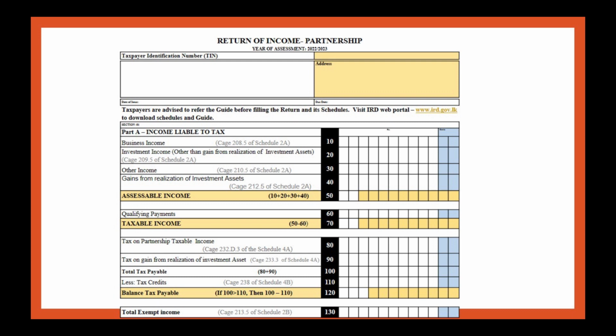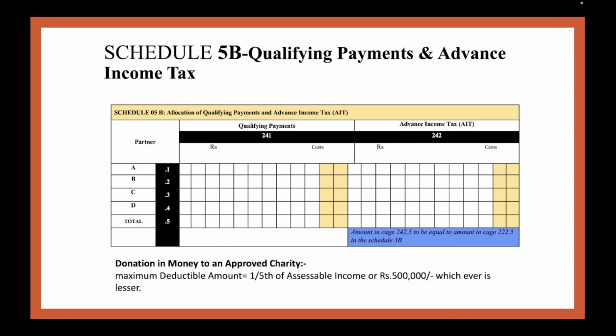At this point, if your partnership has any qualifying payment, you can deduct them from the assessable income. For that, you have to go into Schedule 5B. Enter all the qualifying payments made by the partnership during the year, allocated to each partner at their respective shares, under column 241. Get the total into the cage 241.5 and carry that total into the cage 60 of the return.